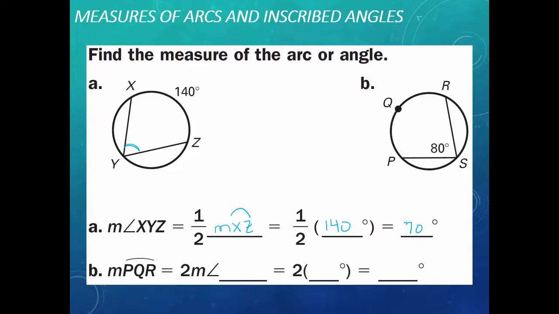Problem B, we are to find the measure of arc PQR. So from P to Q to R. That's the top of my ice cream, so I know that that's double the angle over here. So the measure of arc PQR is 2 times the measure of angle PSR. We know that the measure of angle PSR is 80, so 2 times 80 is 160 degrees.